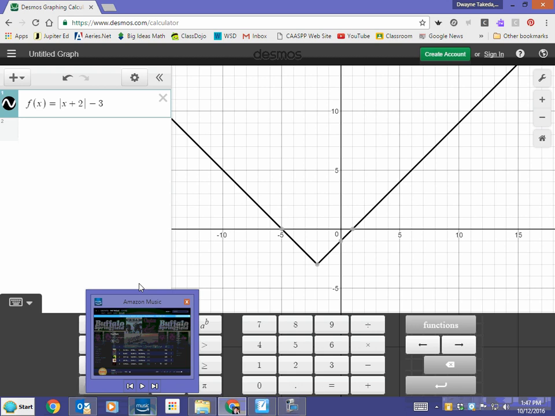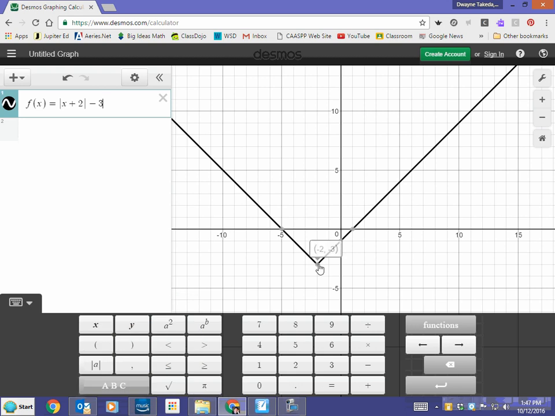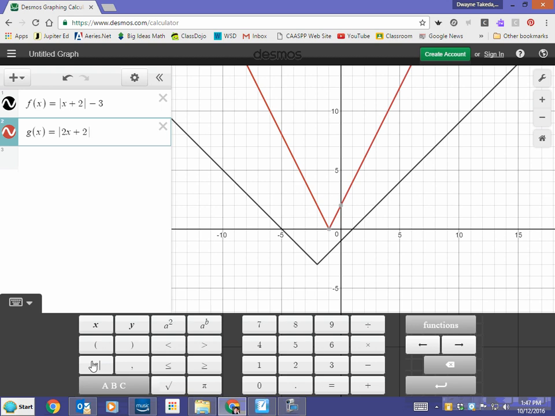So here we can see that our vertex is at -2, -3. It's the opposite of this. Remember, this is the one where it's backwards of what you think it's going to be. So it looks like it's adding 2, but it's really subtracting -2 and then subtracting 3. So our new vertex is down here. And the other graph we wanted to put in here, g of x, is equal to the absolute value of 2x plus 2, and then minus 3. Okay.